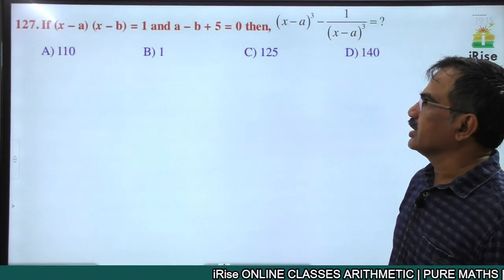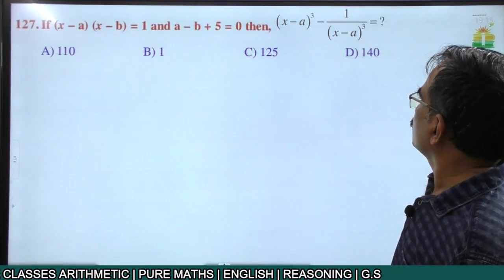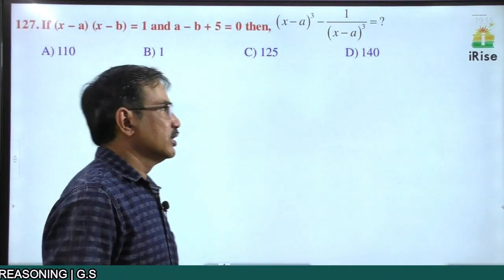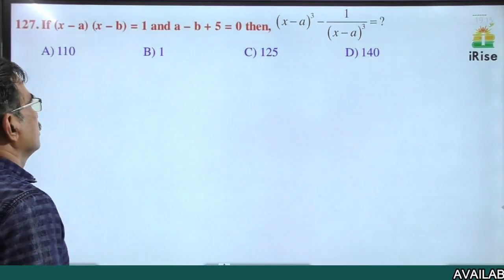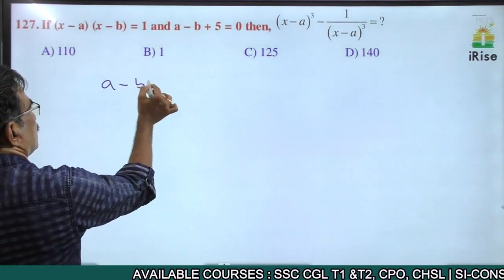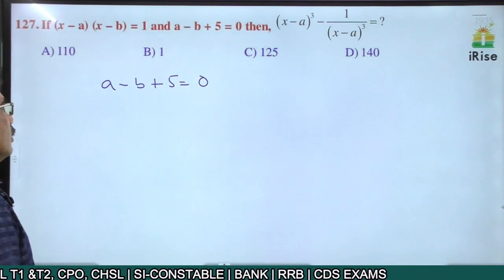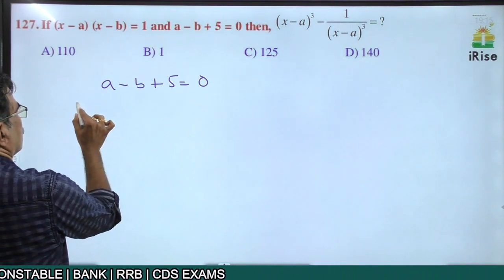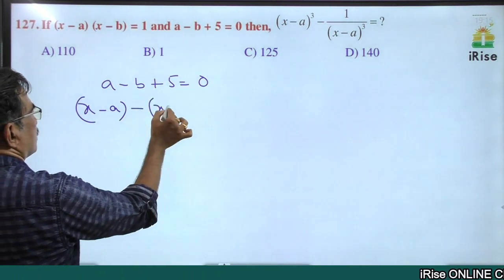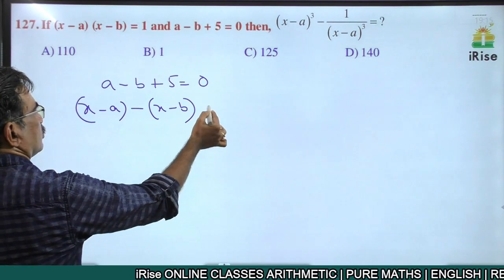If (x minus a) into (x minus b) is 1, where a minus b plus 5 is equal to 0, then what is (x minus a) whole cube minus 1 by (x minus a) whole cube? See here, I want to use these two conditions. First, a minus b plus 5 is equal to 0. I want to write this as (x minus a) minus (x minus b) is equal to 5.